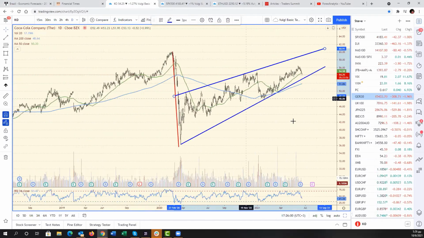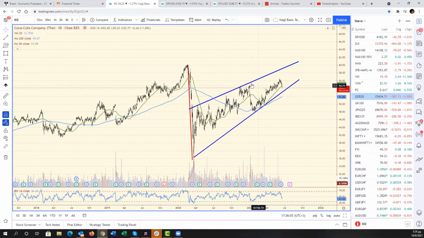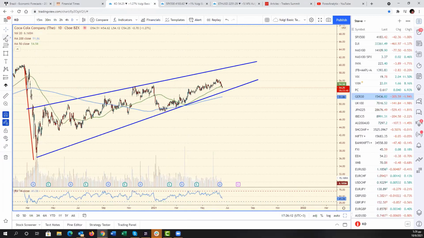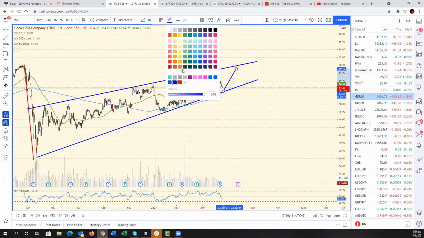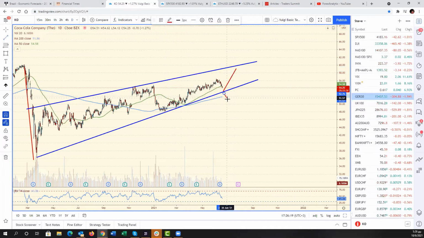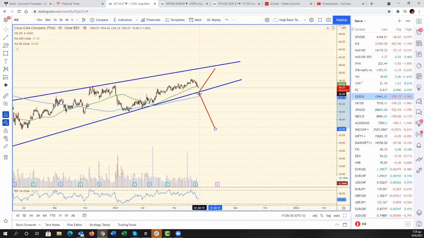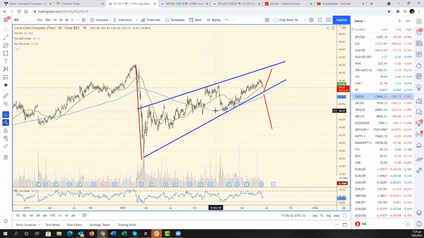Right? Look how long it has taken us to not even retrace the whole move lower. So this would scare the bejesus out of me. We can keep on moving higher as long as we respect this trend line support. But if for any reason we break through this trend line support, I would be very, very, very scared of holding this stock.